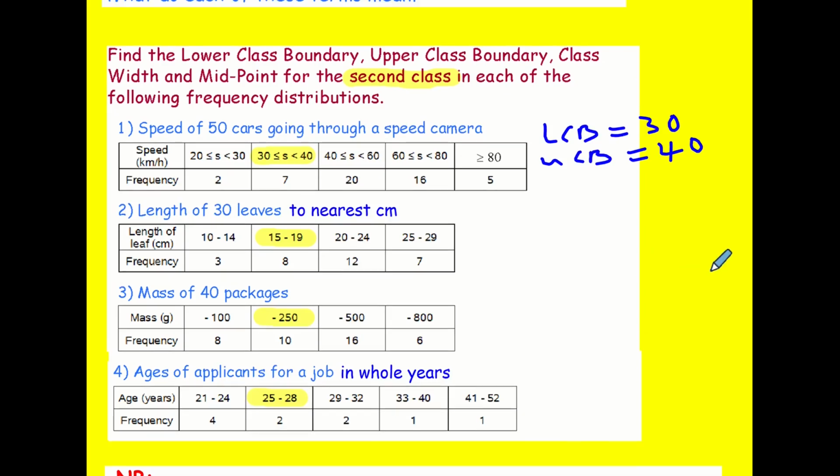Right, next one. Length of leaves to the nearest centimetre. Okay, we're writing it in a slightly different way here. What do you think it is? Well, we're rounding to the nearest centimetre, so this is exactly your lower and upper bounds from earlier on in school. The lower class boundary is going to be 14.5. If it equaled that, it would round up to 15, and the upper class boundary, whilst it can't actually equal it, it can equal anything less than it. It's going to be 19.5.